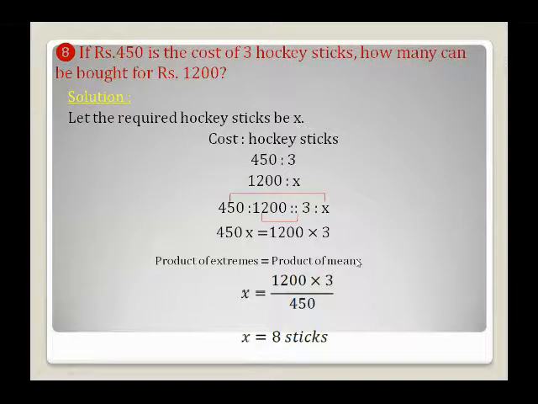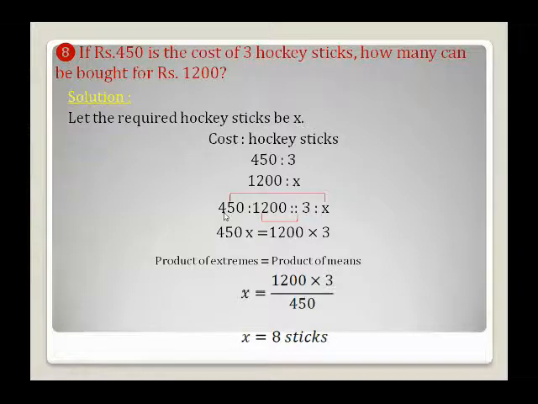Okay, now students, here we have if rupees 450 is the cost of 3 hockey sticks, how many can he buy from rupees 1200? Okay, let the required hockey sticks be x. Cost to the ratio hockey sticks, 450 to the ratio 3, 1200 to the ratio x. Okay, 450 ratio 1200 proportion 3 ratio x. Now the formula is same. The product of extremes is equal to the product of means.